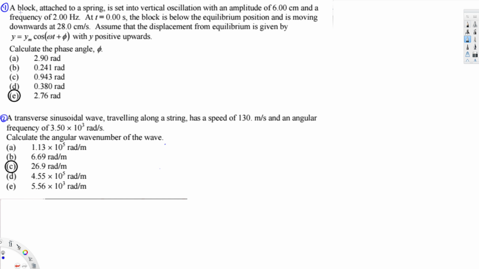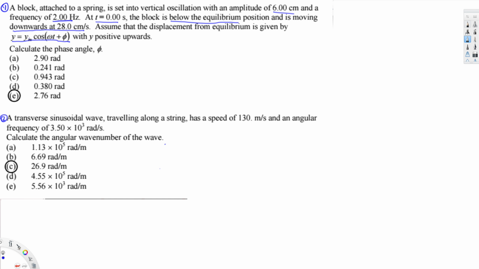The first question is asking: a block attached to a spring is set into vertical oscillation with an amplitude of 6 centimeters and a frequency of 2 hertz. So we have amplitude, frequency, and at t equal to 0 seconds, the block is below the equilibrium and is moving downwards at 28 centimeters per second. Assume that the displacement from equilibrium is given by this equation, with y positive upwards. Calculate the phase angle phi.